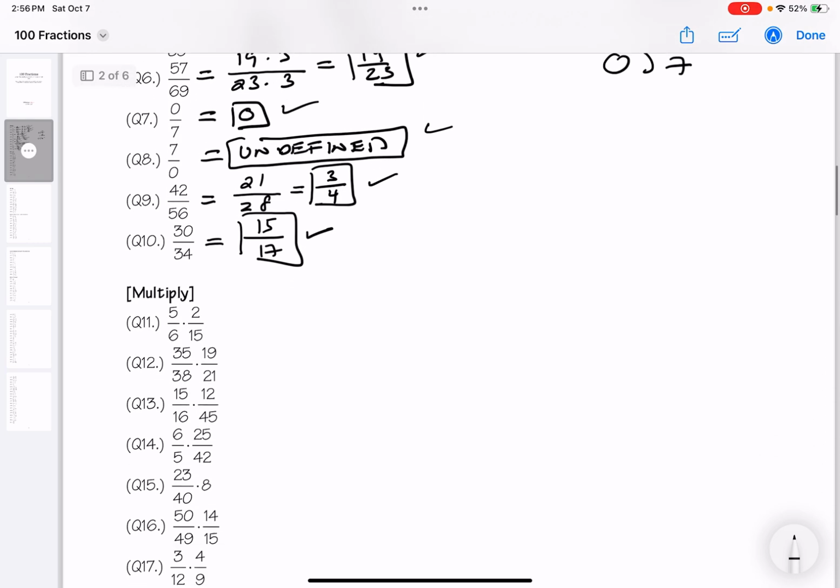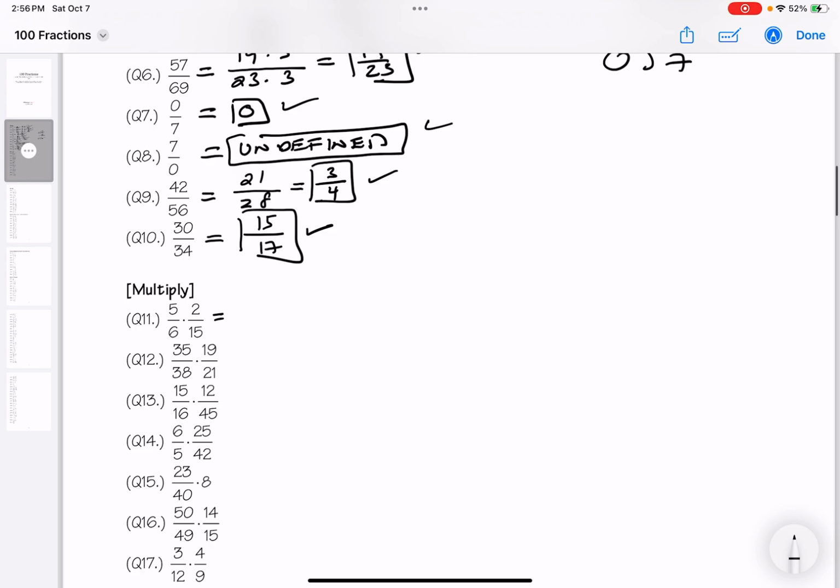Done. Let's do the next thing, which is basically almost like reduction. The only difference is that we're not looking to multiply. I know it says multiply, but we're really looking to reduce. And what do I notice immediately?